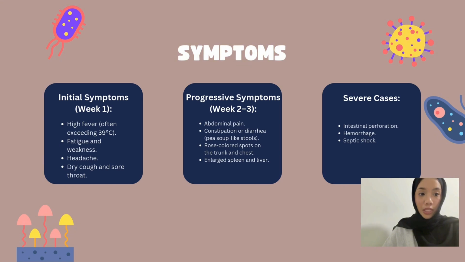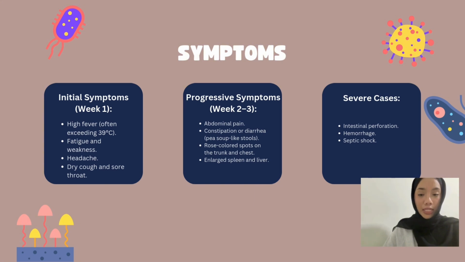Next are the progressive symptoms in week 2 to week 3. If untreated, the symptoms get worse. Patients may develop a persistently high fever, severe abdominal pain, diarrhea or constipation, and a distinctive rose-colored rash on the abdomen. Mental confusion and agitation may also occur as the disease progresses.